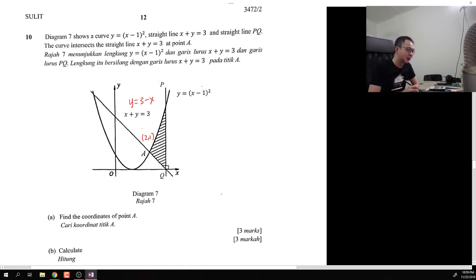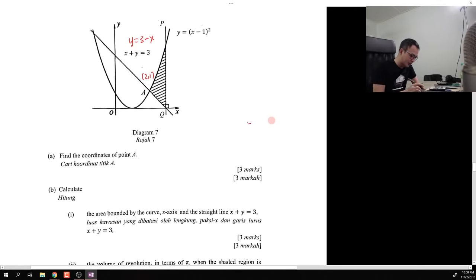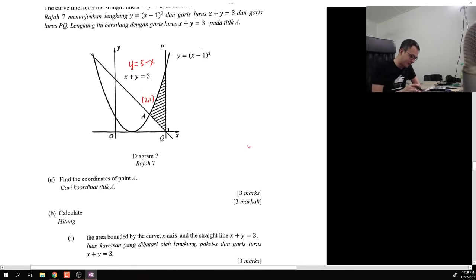Alright, so then the next thing I will do is they will ask me to calculate the area bounded by the curve, the straight line, and the x-axis. So basically they are talking about this area. So for part B, we want to find the red color one. I want to find this area.